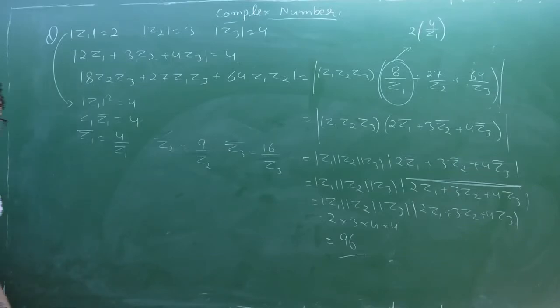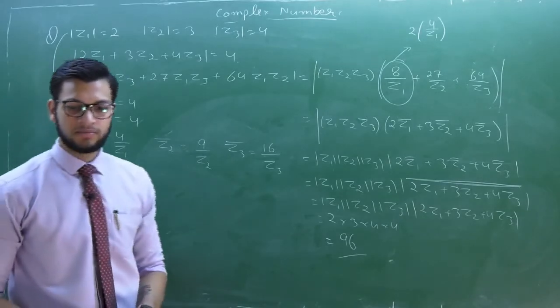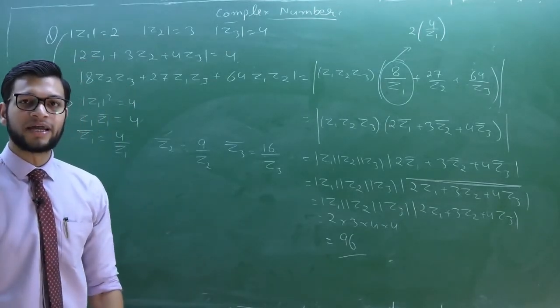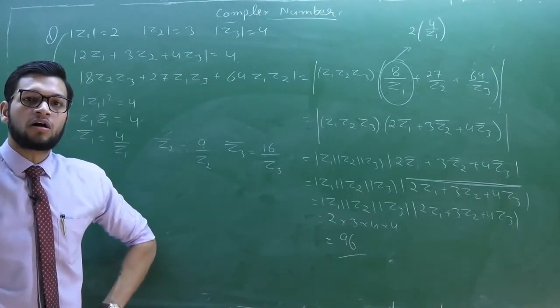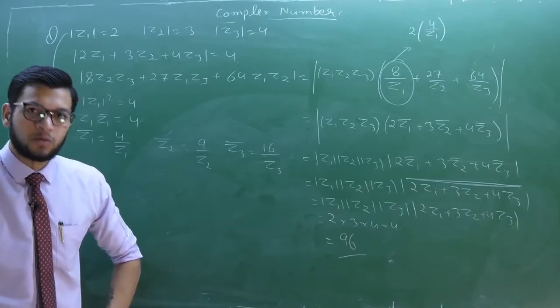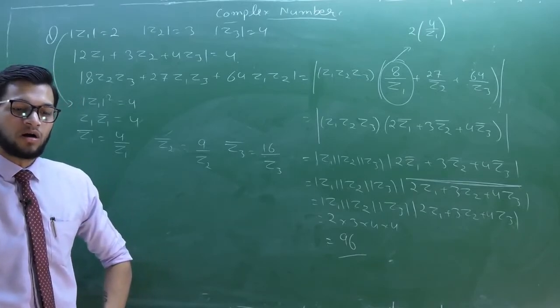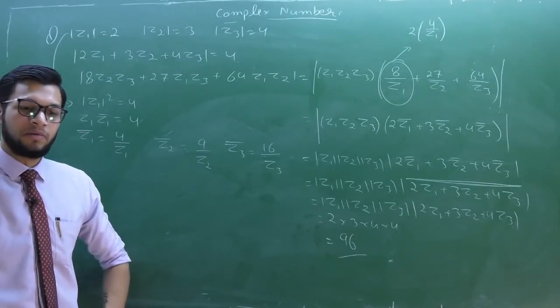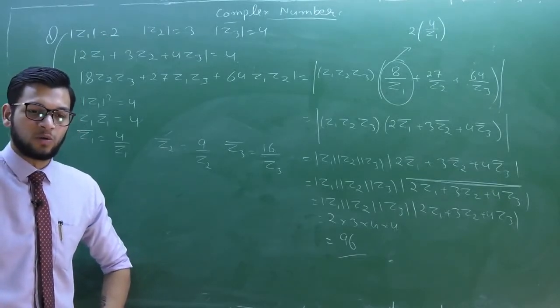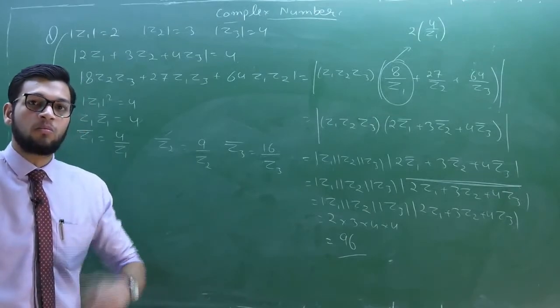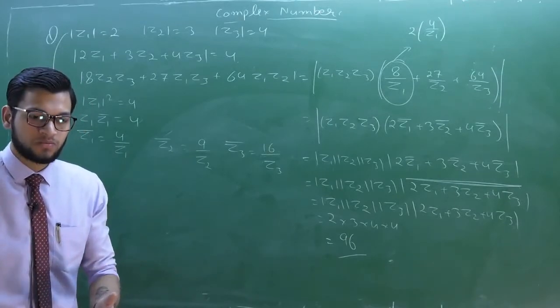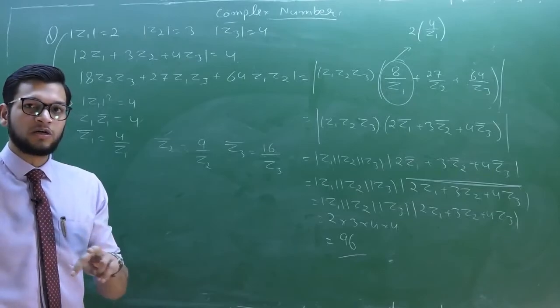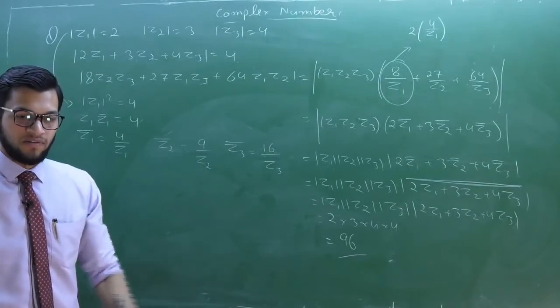Praveen beta, according to the triangular inequality, we have mod of z1 minus mod of z2 is less than or equal to mod of z1 plus z2. It means if you want to talk about the minimum value of mod of z1 plus z2, then it is always equal to mod of z1 minus mod of z2. So no need to consider positive everywhere.